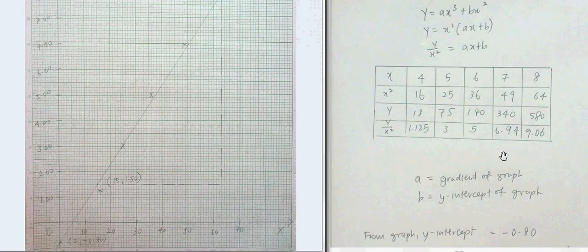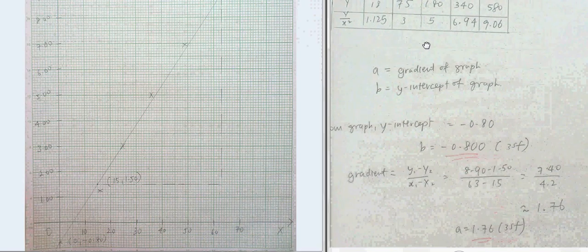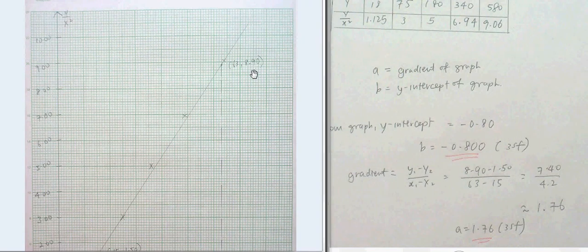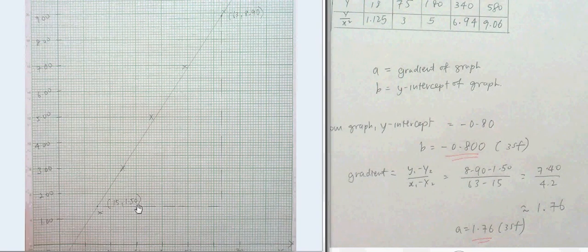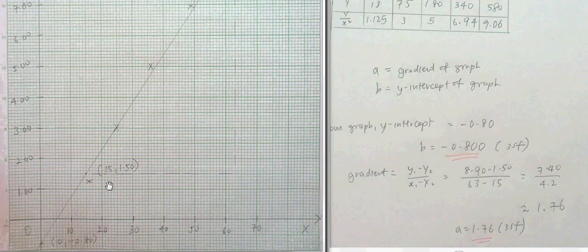So to determine the gradient of the graph, it's actually y1 minus y2 divided by x1 minus x2. We let 8.90 be y1 and 1.50 be y2, 63 as x1, and 15 as x2. So when we evaluate, we get a is 1.76.